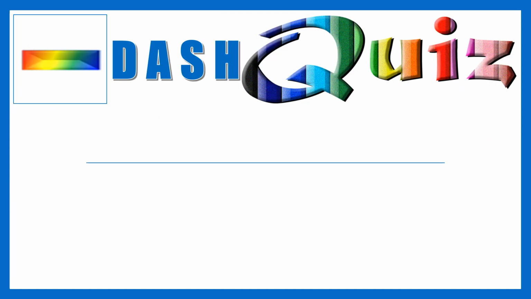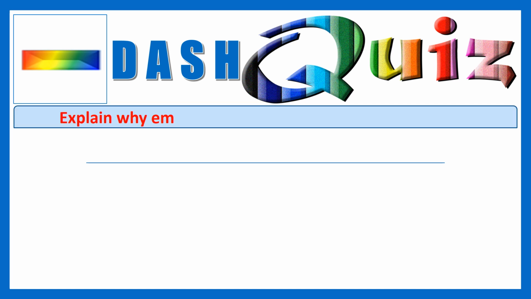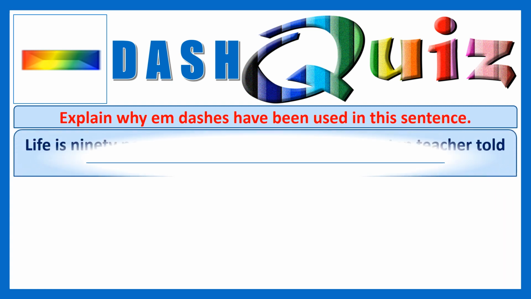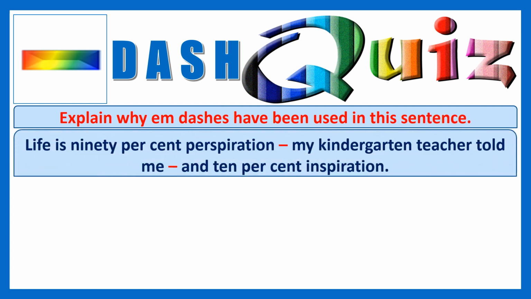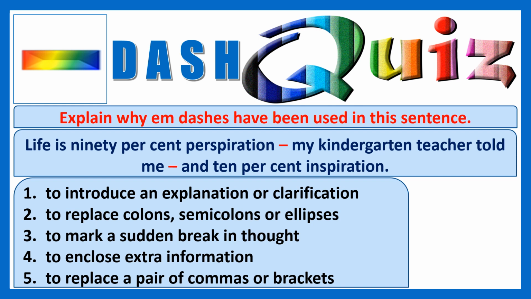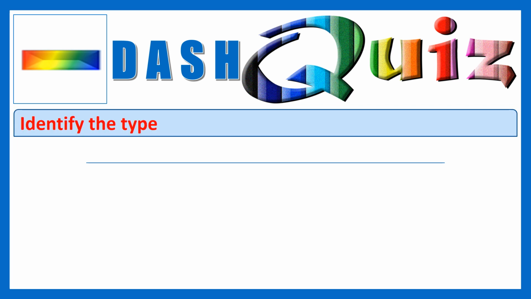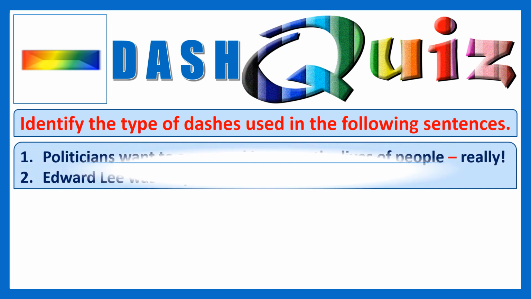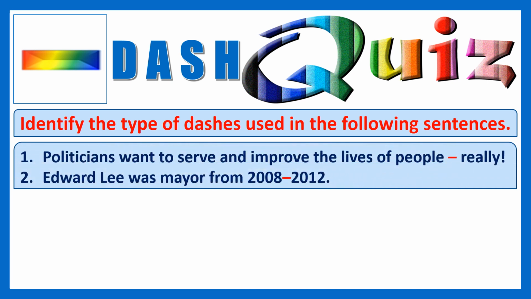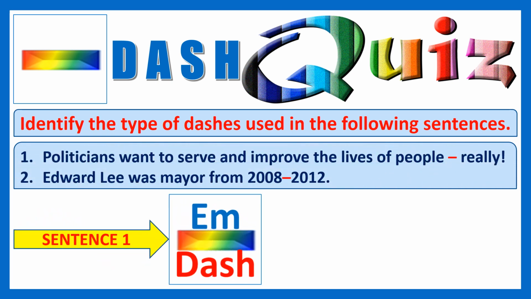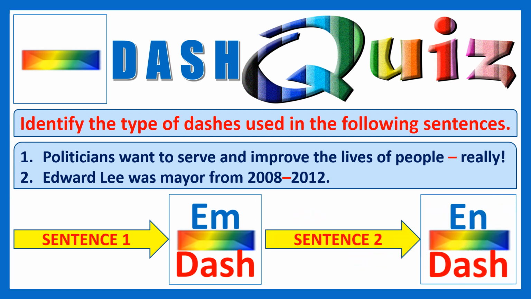Let's test our understanding of the functions of dashes. Explain why M dashes have been used in this sentence. Look at the sentences. Your sentence options are, and the right answer is option 3. Identify the type of dashes used in the following sentences. Look at the sentences. And the right answer is sentence 1, M dash, sentence 2, N dash.